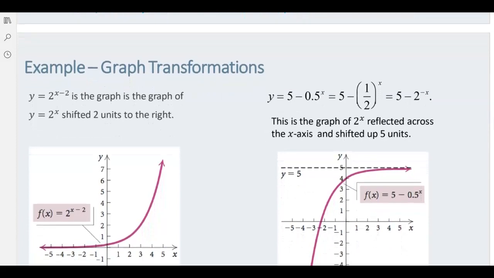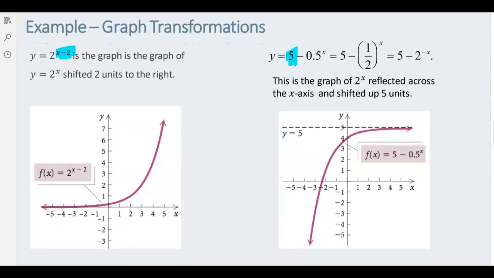We have graph transformations just as we did with polynomials, where if something is inside the parentheses or within the exponent, then that's going to move the graph to the left and the right, where if it's on the outside of the parentheses, like this, where we have a 5 on the outside, that's going to shift up and down, right? Horizontal versus vertical. So in this particular graph, the whole graph is shifted to the right by 2 units.